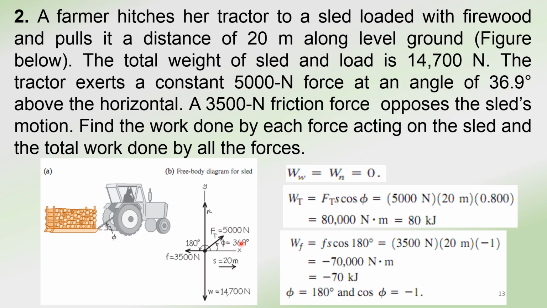36.9 degrees above the x-axis. Then this tractor moves the sled with the firewood within a distance of 20 meters. Then along the way, as the road is not paved, meaning it is not smooth, the road applies a friction force of 3,500 newtons. And here we are asked to determine the work done by each force acting on the sled and the total work done by all forces.